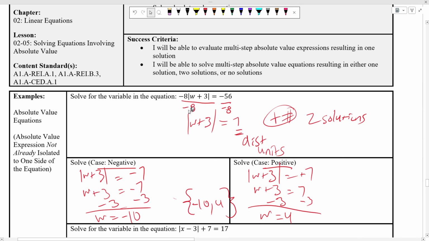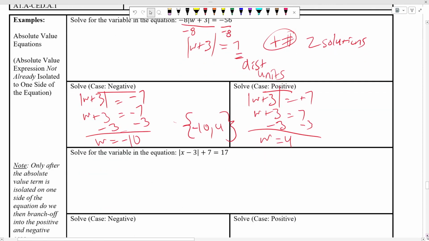We basically took it from a non-isolated state, made it isolated, and then solved it just like we had been doing. Let's do another one here to really solidify this and bring it home. This is not isolated. There's still some stuff happening on this side of the equation. We have to inverse this thing. Combine terms by inverse operations. So minus, minus, this becomes x minus 3 equals 10.